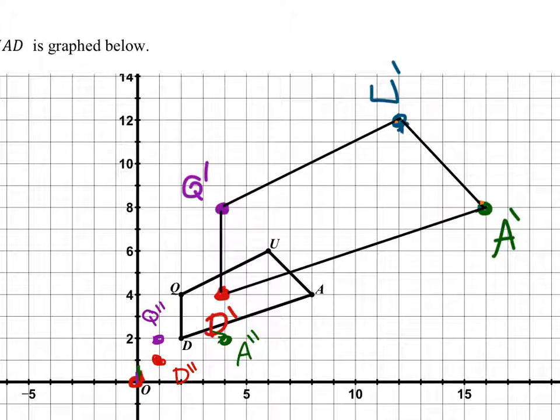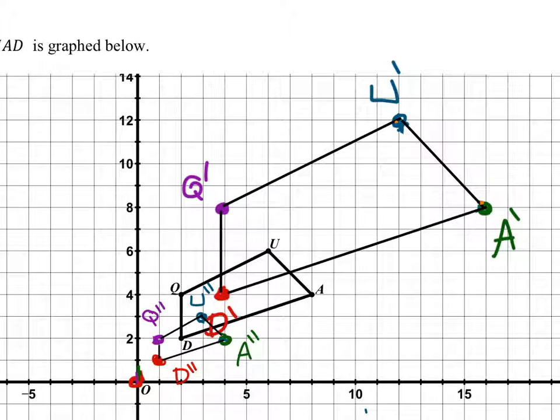Now for U, again, we can compare it to A though. So again, we went to the left 2 and then up 2. So we're going to cut both those in half. We'll go to the left 1 and then up 1, which gives us this point, U double prime. Alright, now that we got that, all we need to do is connect the points with a line. Bam! There we go. Now we have a half-size quad, which gave us quad double prime.